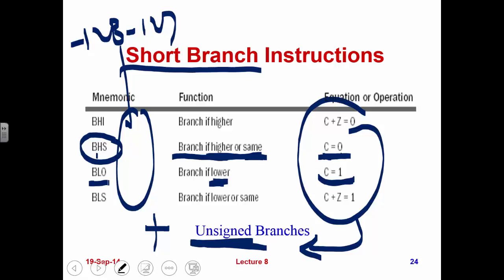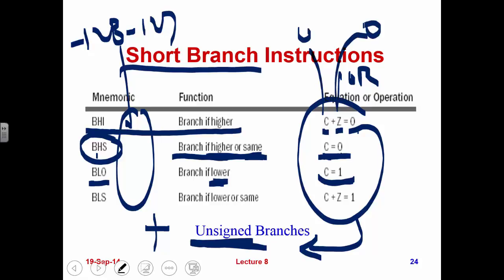Then branch if higher. Here we do not include same. It must be higher. Then we OR the bits C and Z together. Make sure this is an OR condition, not addition. If the OR of the two bits C and Z together is 0, then both must be 0. C is 0, Z is 0. If you remember, I mentioned that if either of two bits is 1, the result is 1. If the result is 0, both must be 0.